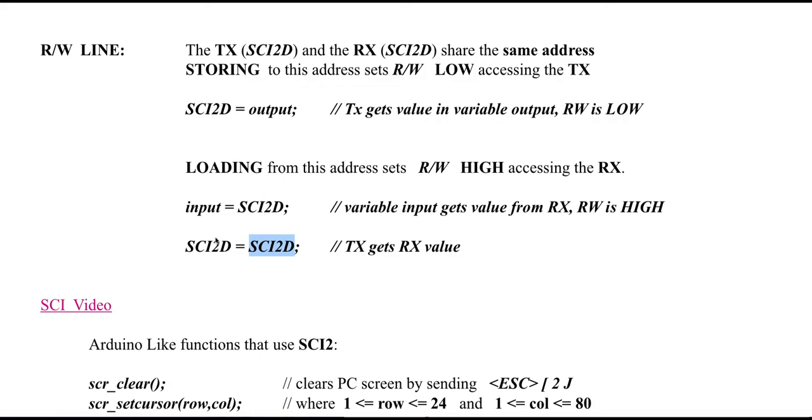And one of the things you can see here, this is the transmitter on this side, this is the receiver on this side. So when you do this, it's really saying the transmitter gets what's in the receiver, which is a way of actually making it into sort of a typewriter thing.